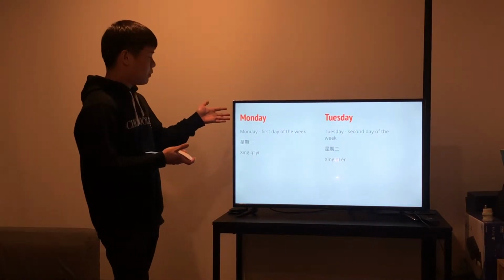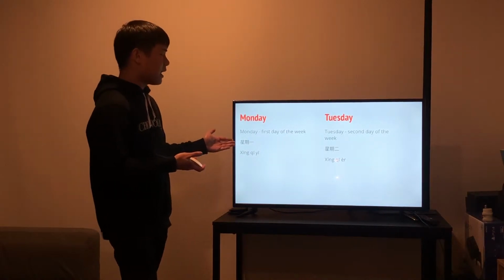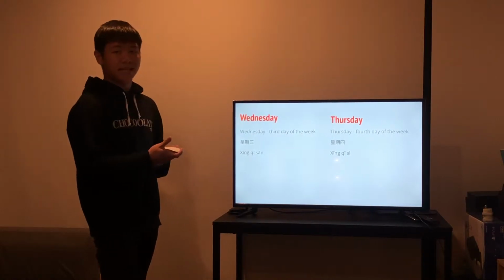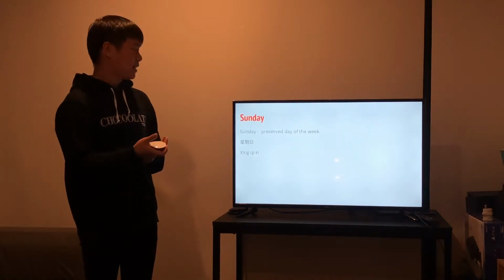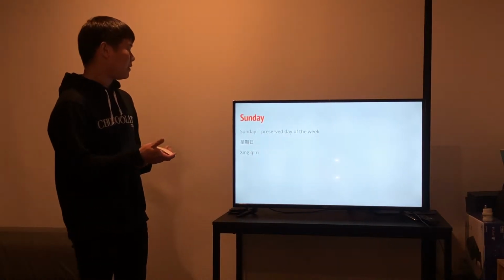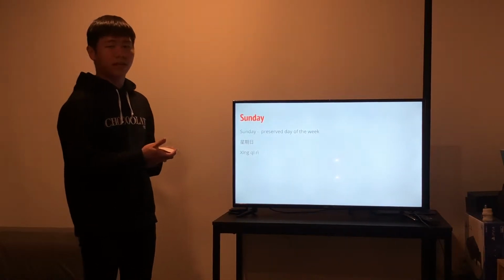So Monday, which is the first of the week, is 星期一 in Chinese. Tuesday is 星期二. Wednesday is 星期三. And Thursday is 星期四. Friday is 星期五. Saturday is 星期六. And finally, Sunday, which is the preserved day of the week, is 星期日 in Chinese.